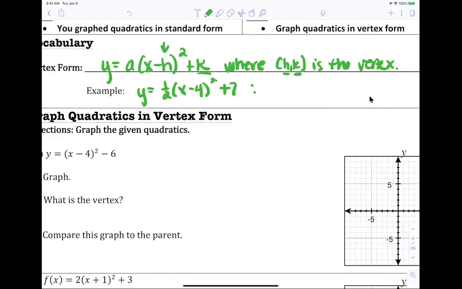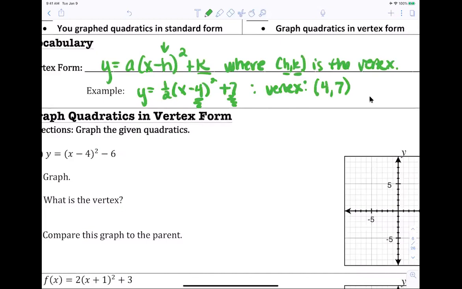If I was going to say what the vertex is, whoa, not a w, vertex. The vertex on this one, we would take the opposite of what's inside. So opposite of what's inside is a positive 4. And then whatever number is outside, that becomes the y value. Vertex on this graph would be at (4, 7).